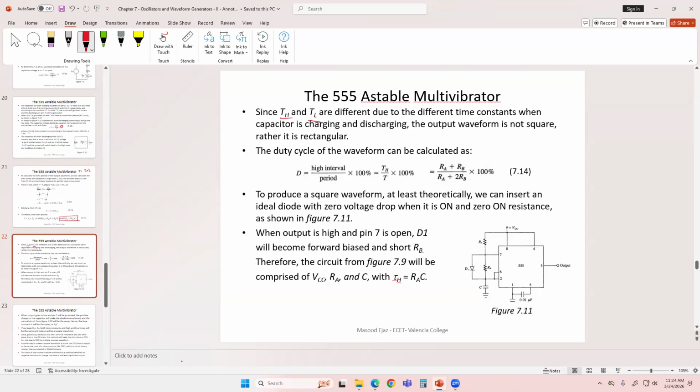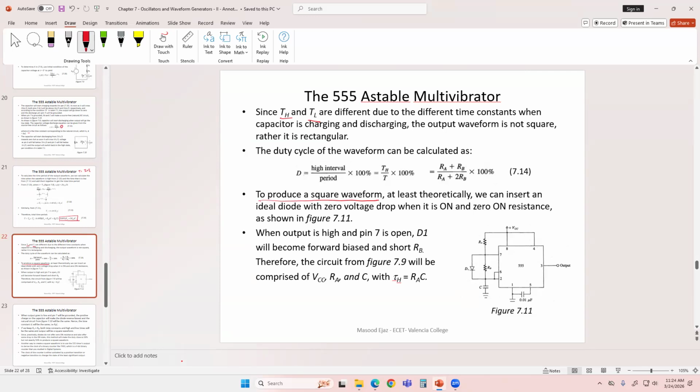We can calculate the duty cycle. It's going to be always greater than 50%, because your T high has longer time than TL. So duty cycle is high time over the time period, TH over T times 100%. So this is going to be the duty cycle. So it will always produce a rectangular waveform. It's not going to produce a square waveform, but at least theoretically, if we do want to produce a square waveform, this is the arrangement that can be done.